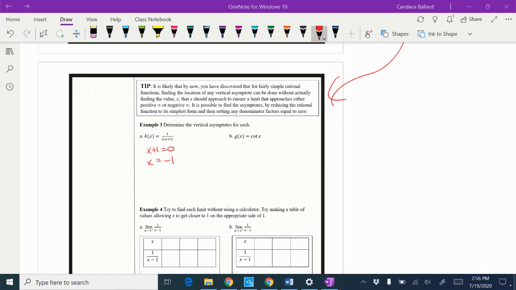This one here, I don't have a denominator, but I know that I could get a denominator by using a trig identity. I know cotangent is the cosine of x over the sine of x. So this is going to have vertical asymptotes anywhere where the sine of x is equal to 0.